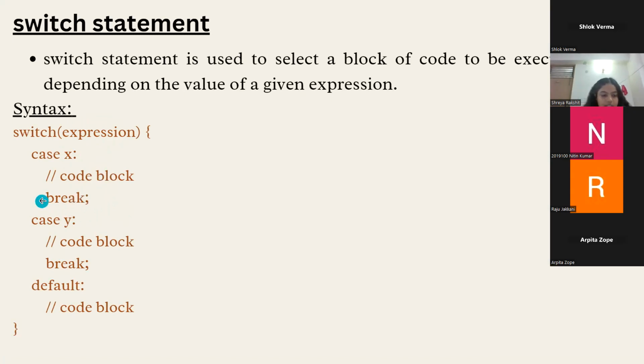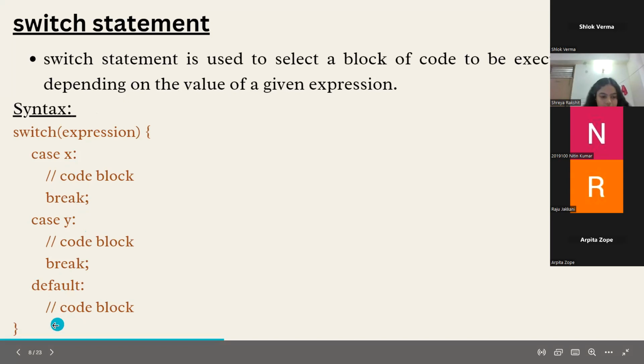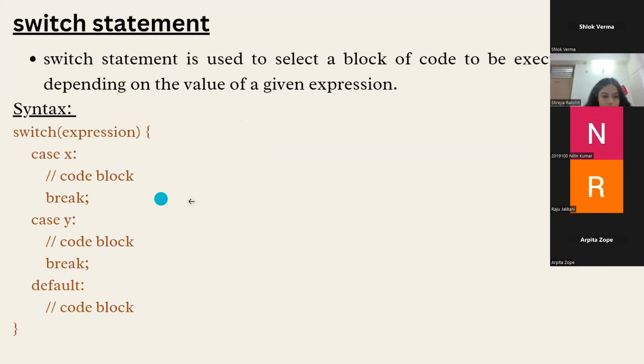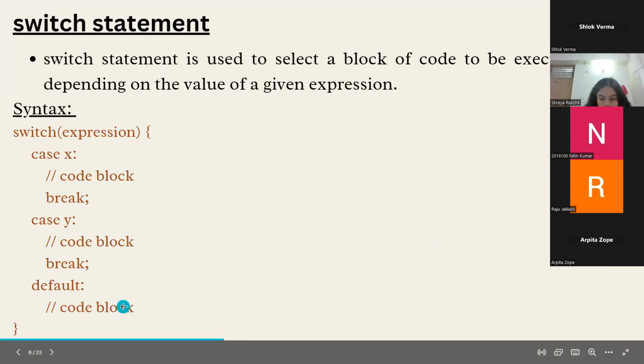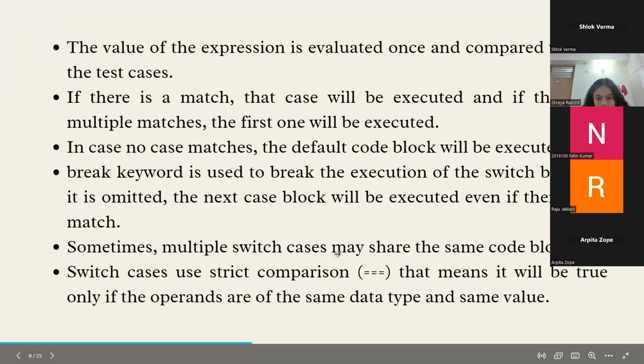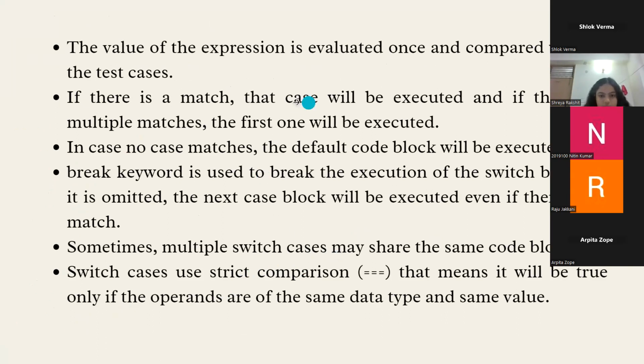Here, this break statement is a very important thing. If our program gets this break statement, the program will come out of the switch block and run the further statements. Also, if we don't find a match, then the default code block will be executed. Sometimes multiple switch cases may share the same code block. In this case, we need to first list the cases, and after that, we need to mention the code block.